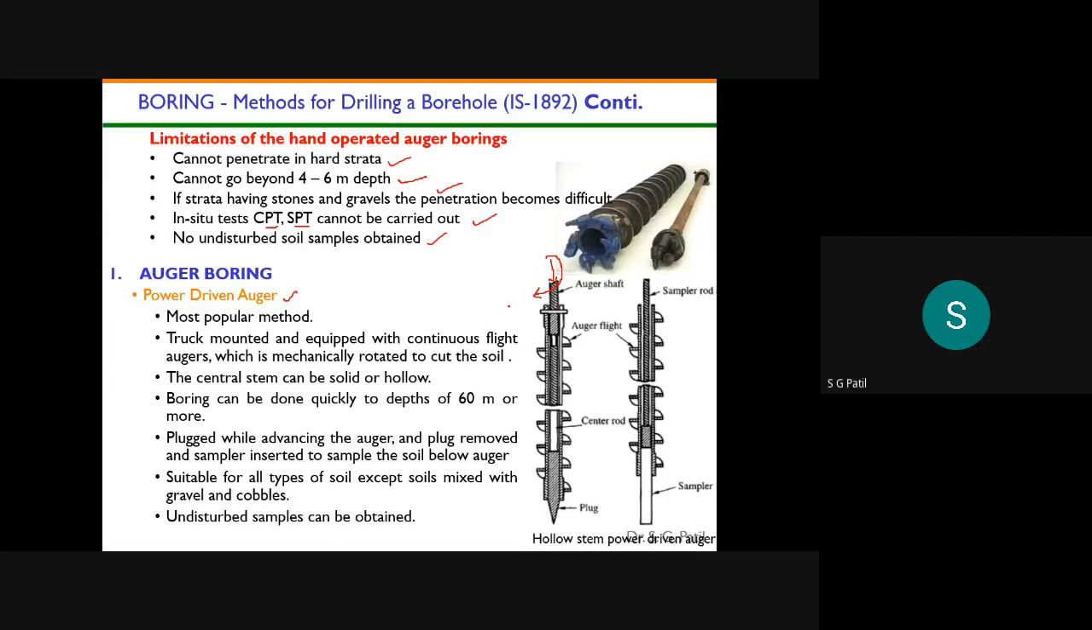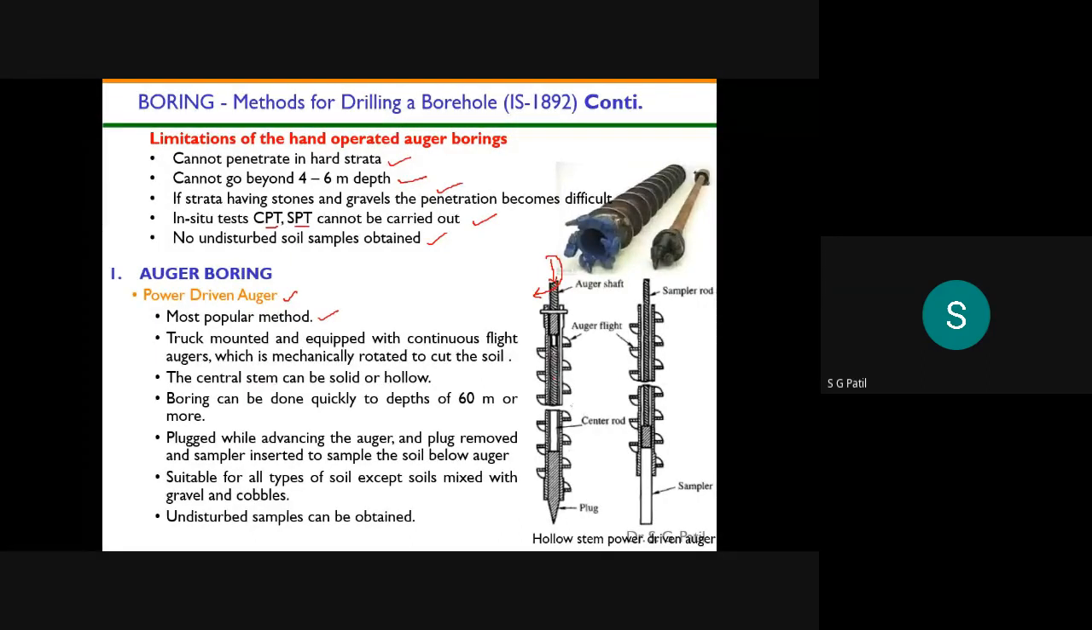It is the most popular method. The rigs are truck mounted and equipped with continuous flight augers, which are mechanically rotated to cut the soil. There will be some hydraulic system or machine, usually oil engines, to provide the power, so that the auger is pushed inside the ground and at the same time rotated. The central stem can be solid or hollow.